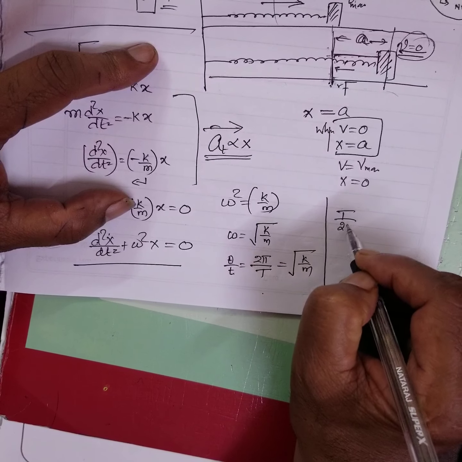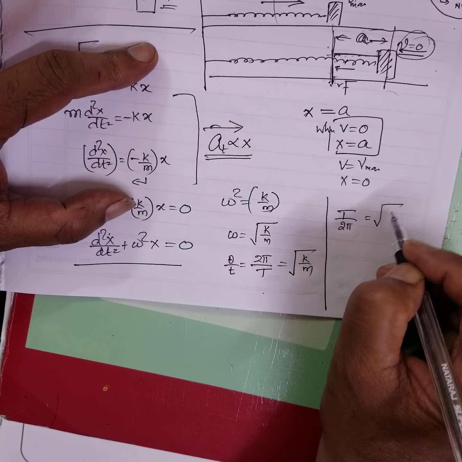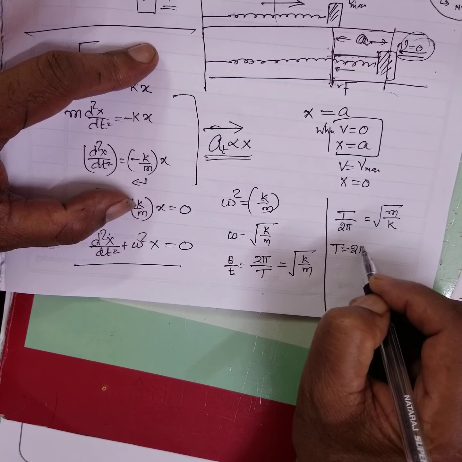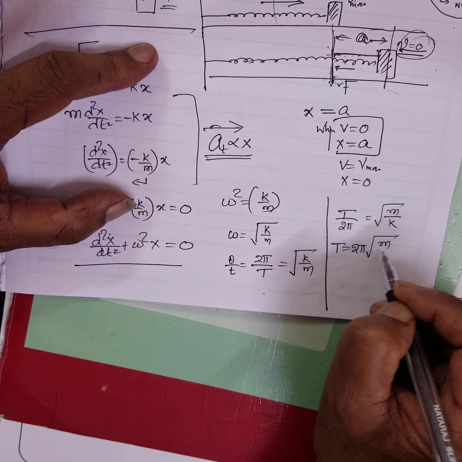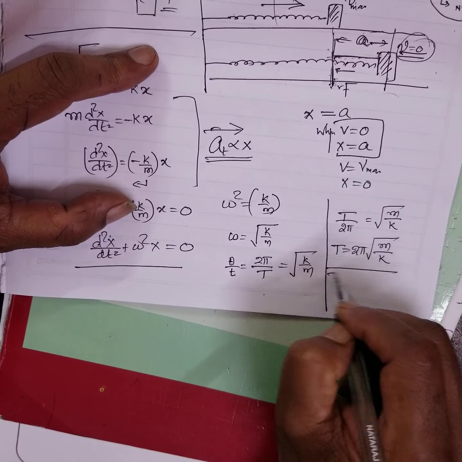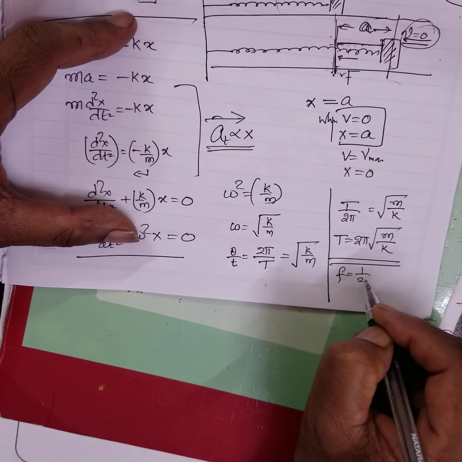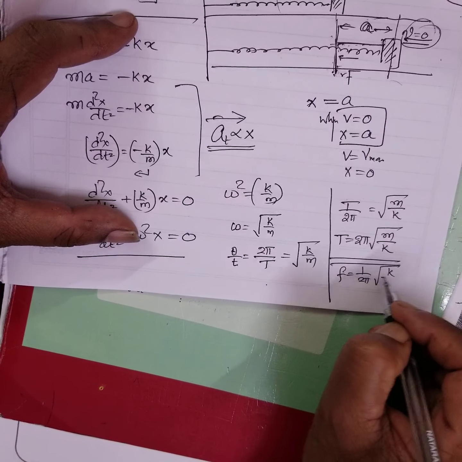Reverse it: square root of m by k. Therefore, T is equal to 2 pi by square root of m by k. That is the period. And frequency is equal to 1 by 2 pi square root of k by m.